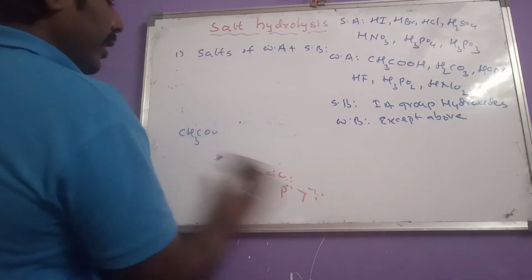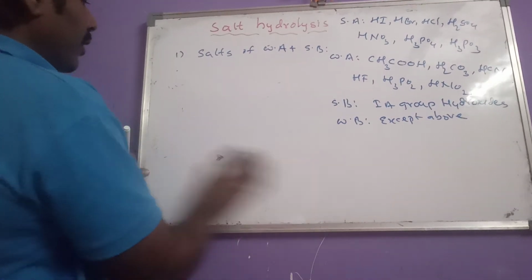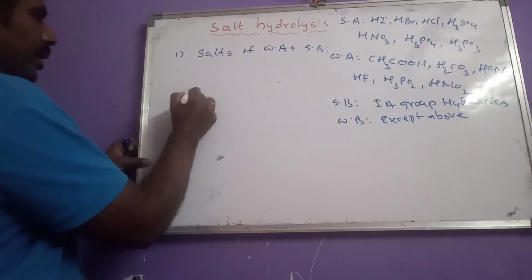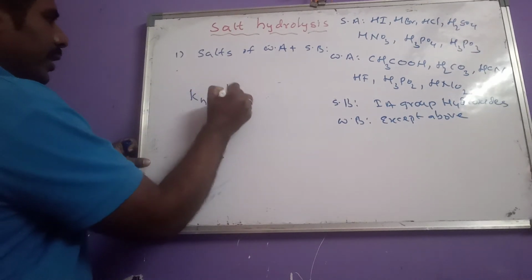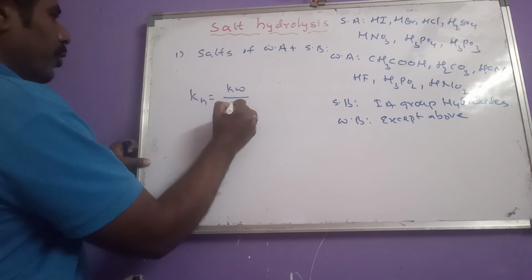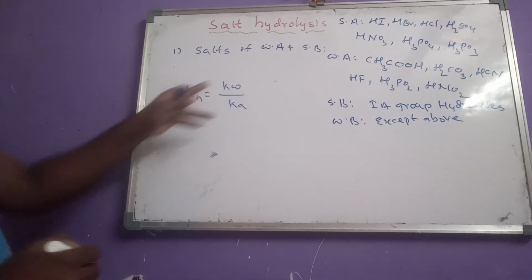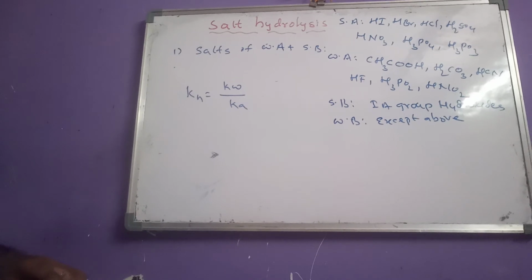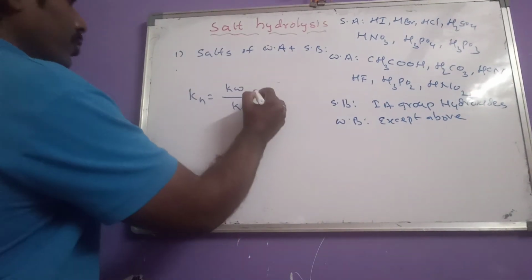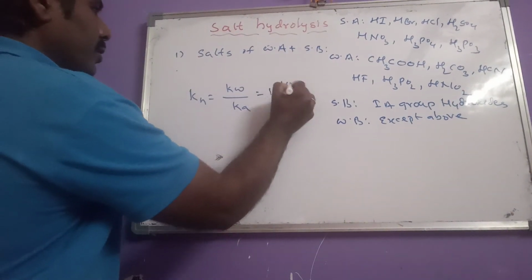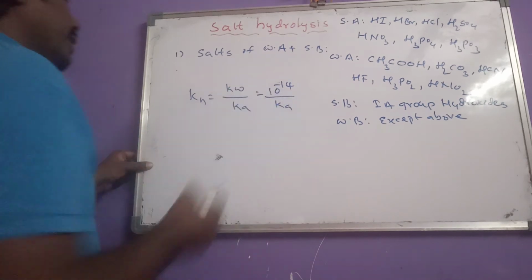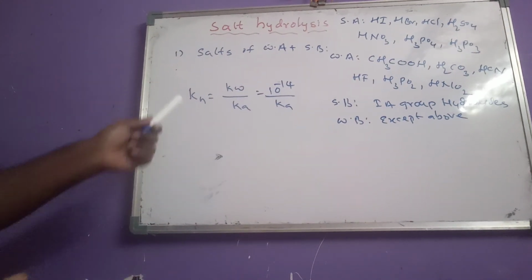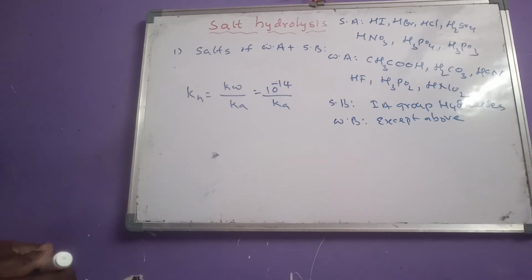And as hydrolysis is taking place, now let us write that hydrolysis constant. Hydrolysis constant Kh is equal to Kw by Ka, where Kw is which one? Ionic product of water, its value 10^-14, by Ka. So this is the formula to calculate hydrolysis constant.